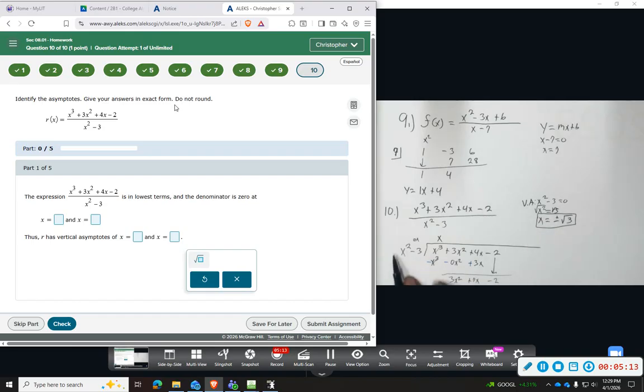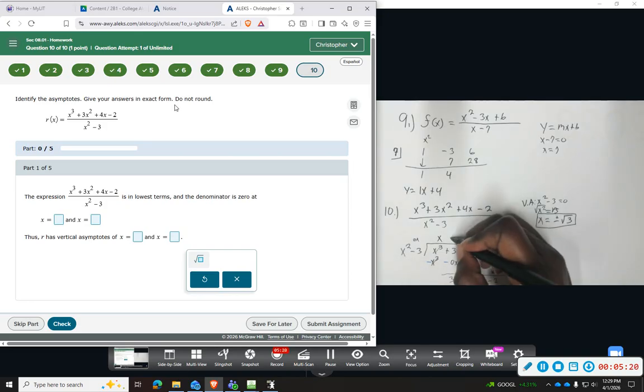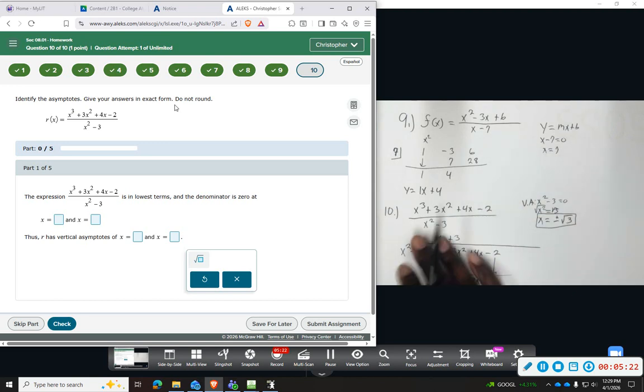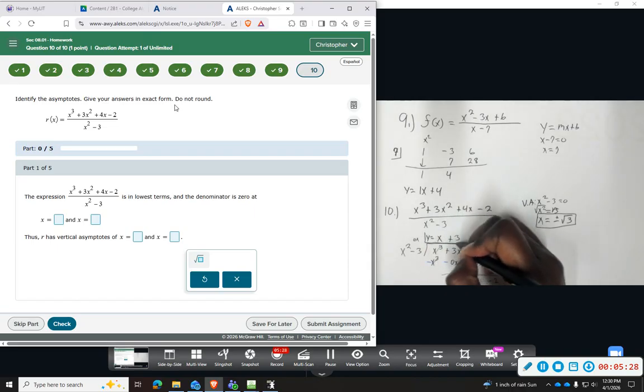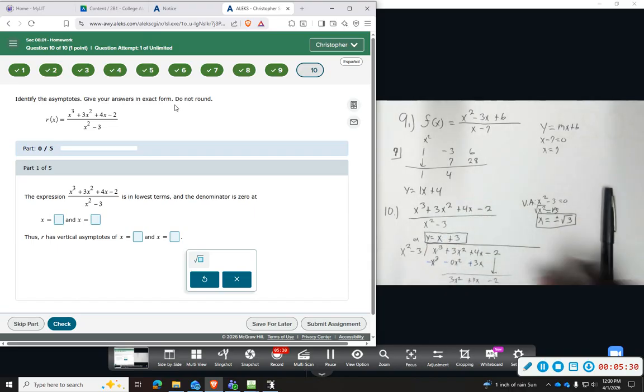And now I want to know what I need to multiply x squared by so that it's equal to 3x squared. So I just need to multiply by 3. And at this point, I don't really have to finish it. This is my linear factor. So y equals x plus 3 is my slant asymptote.